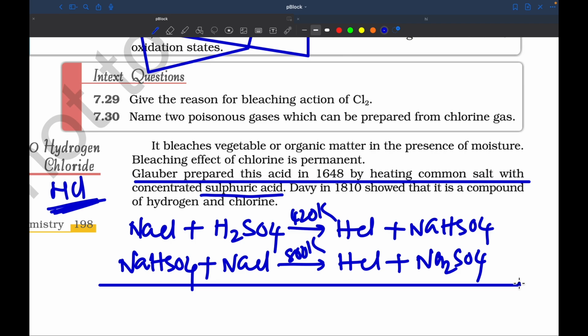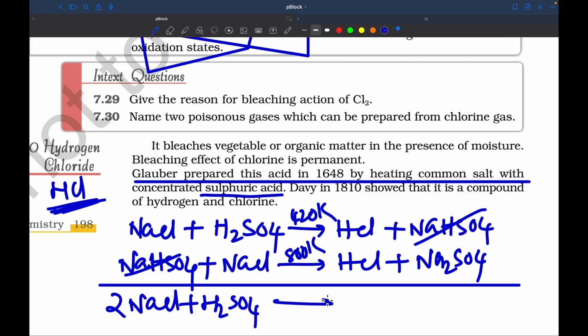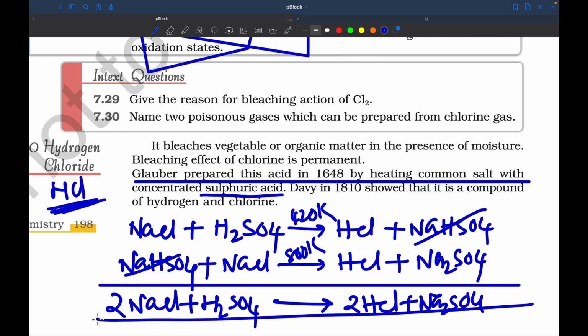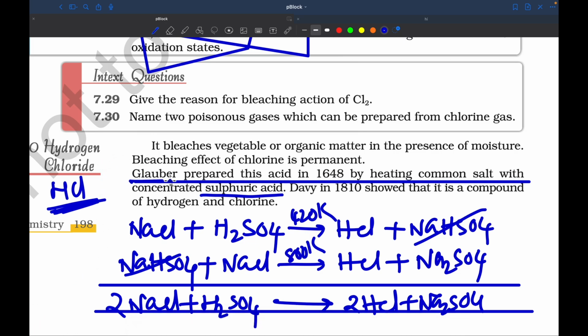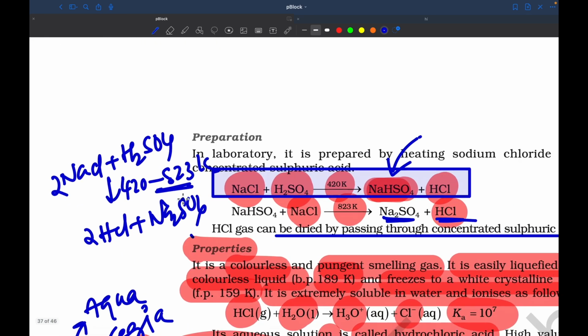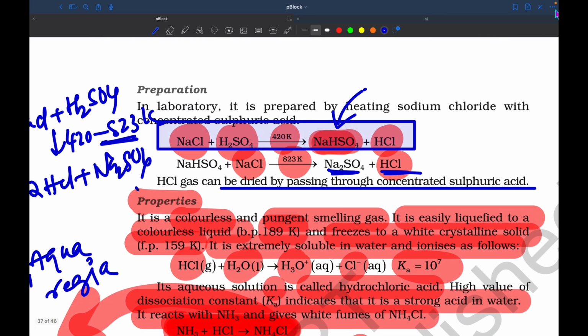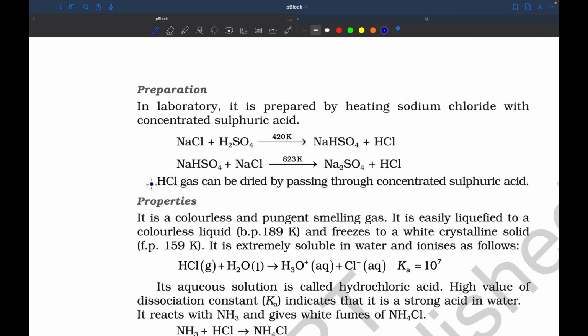If you add both the reactions, the common things get cancelled. You get 2 moles of NaCl plus H2SO4 giving 2 moles of HCl, and Na2SO4 is formed here. So this type of preparation was done by Glauber in 1648, before the independence. There is only one preparation. So this is the preparation here.